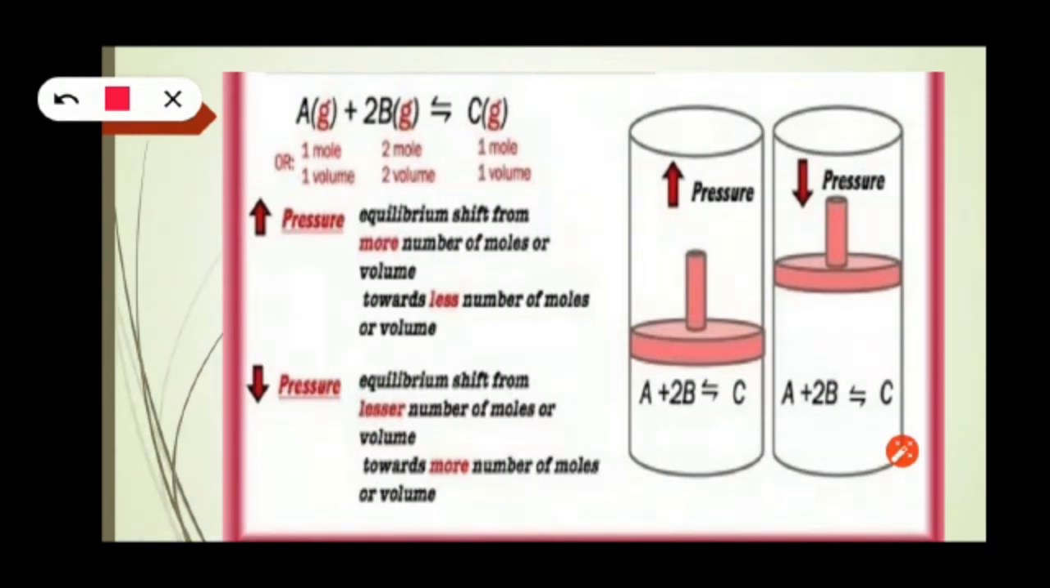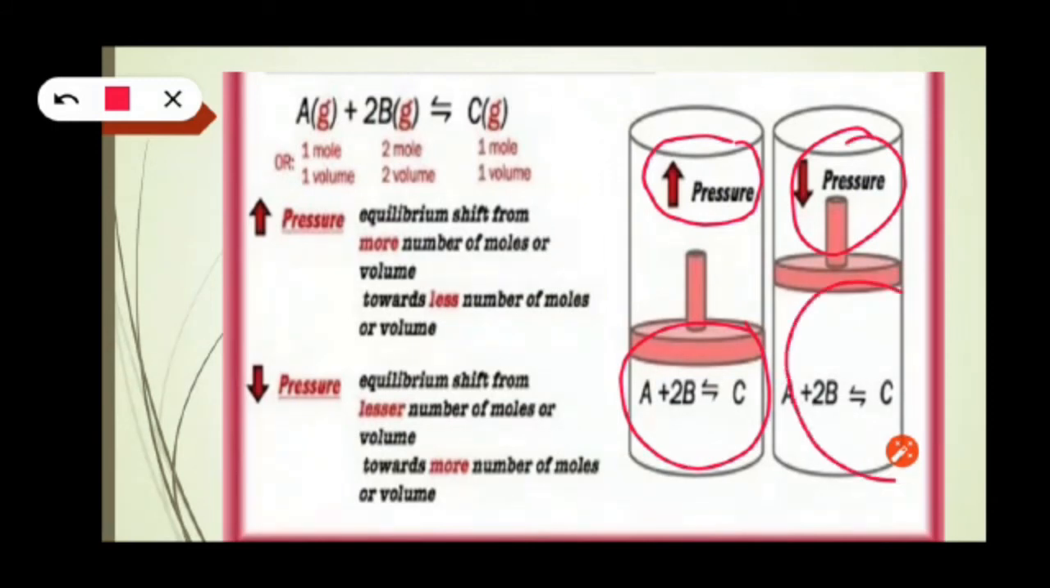You can see in this diagram, by increasing the pressure, the volume of the gas gets decreased. And by decreasing the pressure, the volume of the gas gets increased. As we know, pressure and volume have an inverse relation. So increasing volume decreases pressure, and decreasing volume increases pressure.